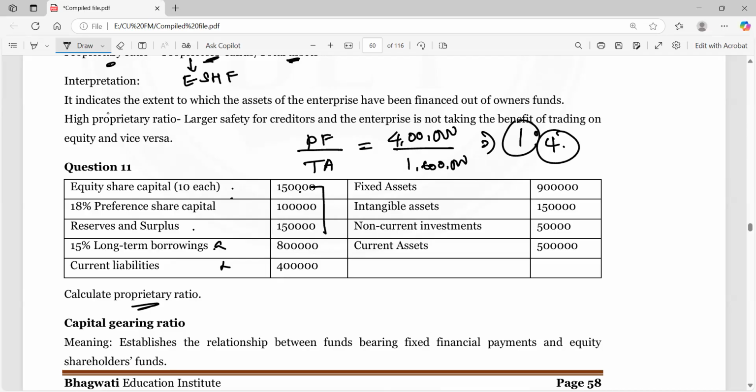For every 4 rupee of asset, there is 1 rupee of proprietors fund. So for financing 4 rupee of asset, 1 rupee came in the form of equity share capital and preference share capital. That's all. Or else let me put it in this way, you can understand it much better.